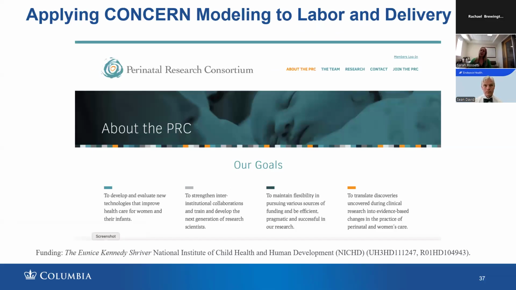So we are looking at actually labor and delivery. This is inpatient data, so for the actual labor and delivery stay, including postpartum, and collaborating here with the Perinatal Research Consortium. So this isn't implementing an early warning score, but it's seeing if we can model the data with that same approach for predicting sepsis, as well as other maternal morbidity outcomes.